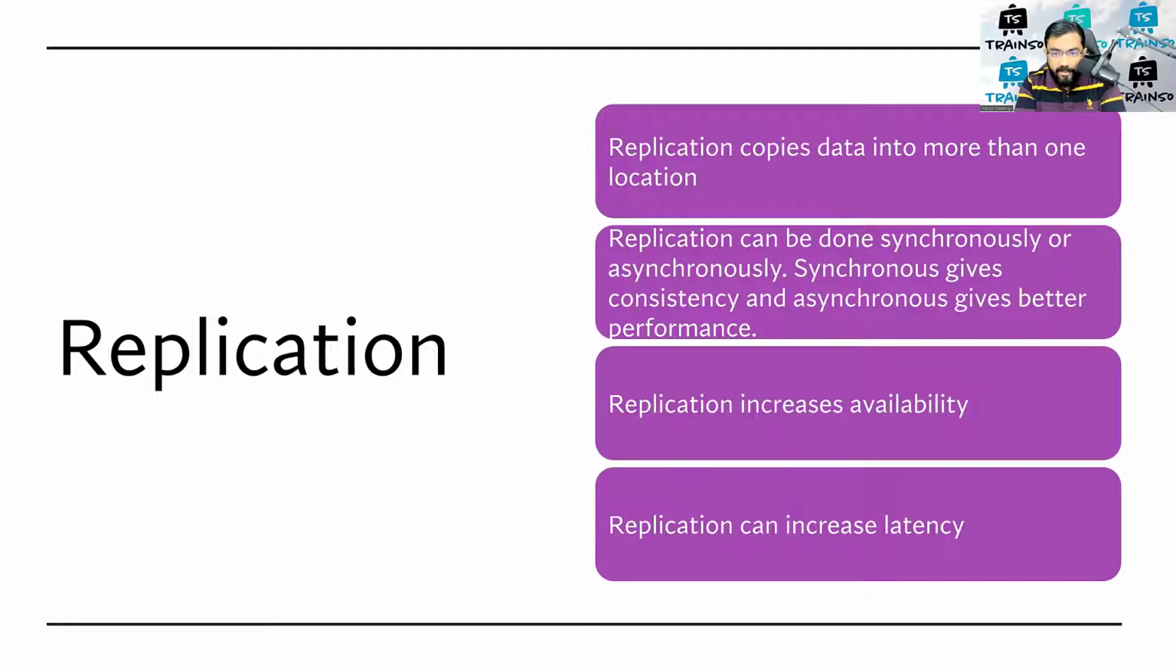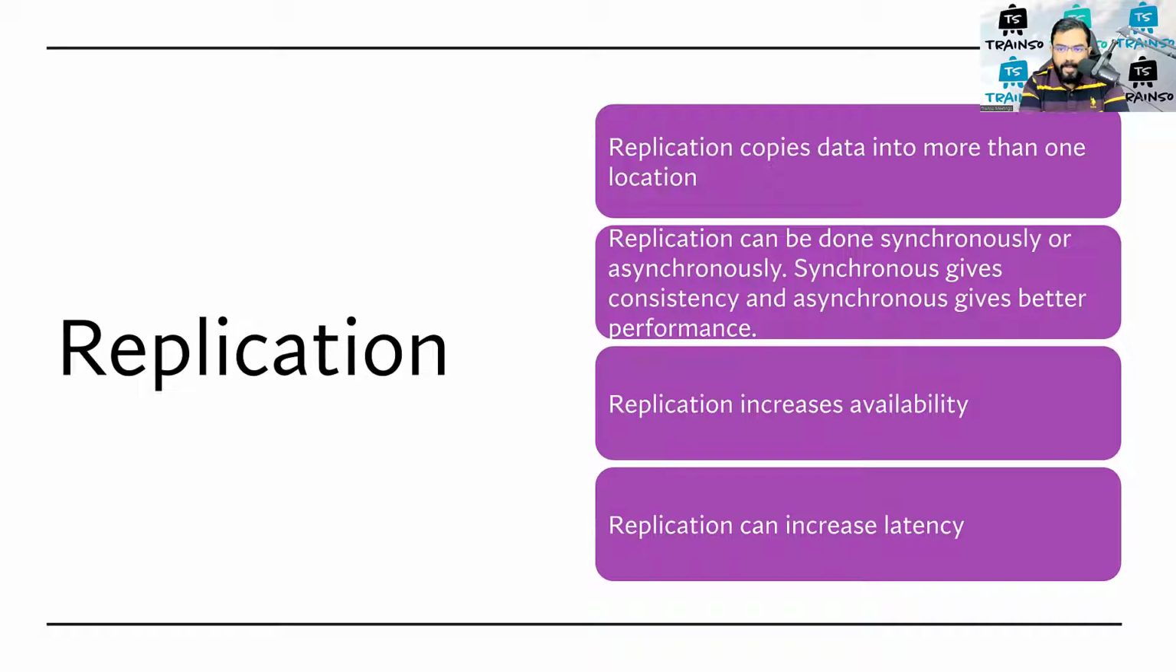Replication can be done synchronously or asynchronously. Synchronously doing replication can give you consistency, and doing it asynchronously can give you better performance. So synchronous means if I am writing to one of the machines, imagine that I have machine A and it has two replicas B and C. If I am writing to A, it will synchronously write to B and C, and then it will tell me, okay, everything is written and perfect. And if somebody else reads from B or C, they will get the latest data, and that is called consistency.